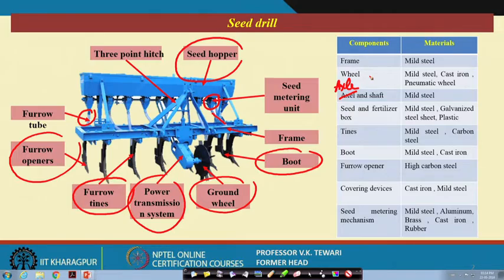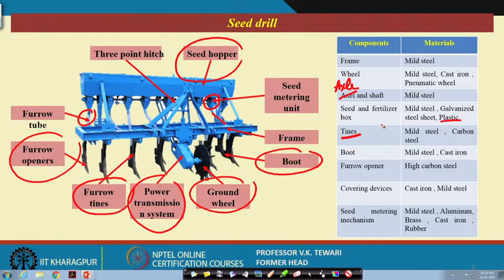Axle and shaft, mild steel. Many times, when we talk of the shaft material on which a lot of load goes, those are made of forged steel. But here this is a light load carrying metering shaft, so it could be made of mild steel. Seed and fertilizer box is also mild steel or galvanized steel sheet, or sometimes plastic, so that it is a lighter material and also corrosion will not take place. So from that point of view, it could be this.